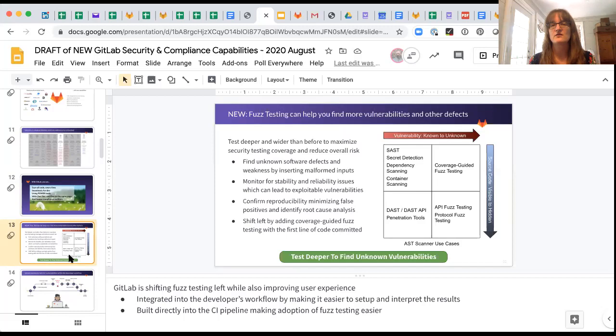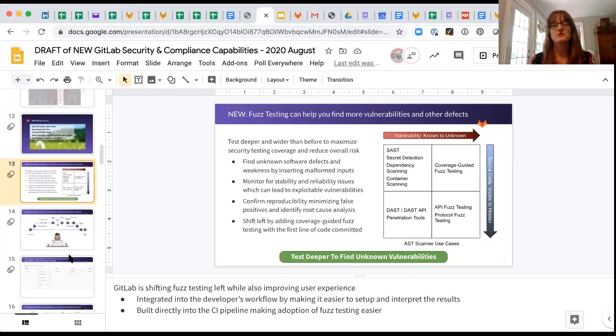It can find things that are logic flaws, not known vulnerabilities that are identified with a CVE, and things that may also be on the fringe between security and quality. And we have two types, coverage guided and protocol fuzzing. The protocol fuzzing is going to help you with APIs. And I think this is going to be a big boon for us when we can articulate some examples of where some customers have used our fuzzing capabilities to test their APIs.